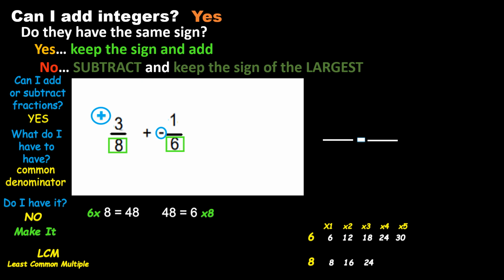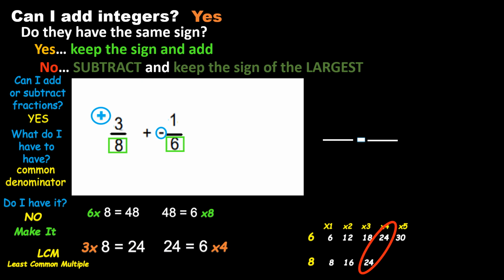I told you to go out, times 1, times 2, times 3, times 4 at least, and sometimes you want to go out times 5 until you find one. Well, when I do my multiplication facts of 6 and I do my multiplication facts of 8, my third one on 8 is 24, which is the fourth one on 6. So I know that is my least common multiple. And if I use my least common multiple as my denominator, that usually keeps me from having to reduce when I get to my final answer.